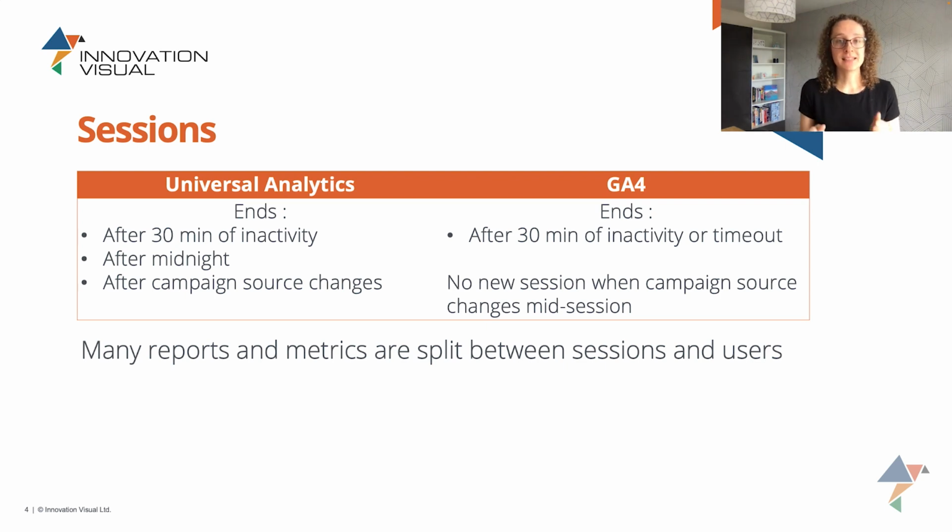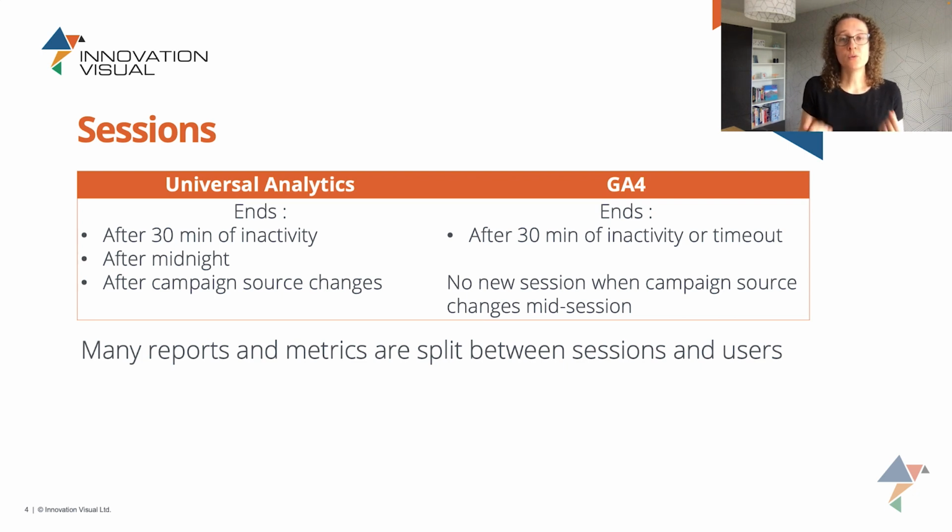How many sessions have we had to the site? How much traffic is hitting our sites? Here, it's really important to understand the difference in sessions because the way they're collected and the way they're calculated is different. So in Universal Analytics, a session would end after 30 minutes of inactivity, after midnight, or after a campaign source has changed. So what does that mean?